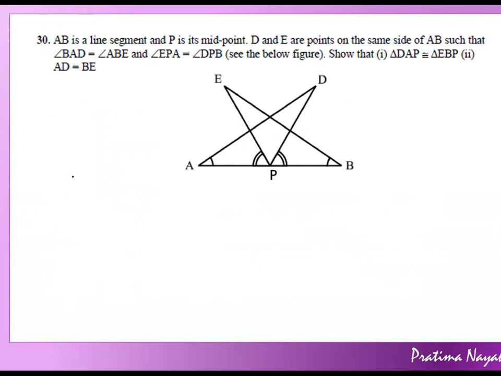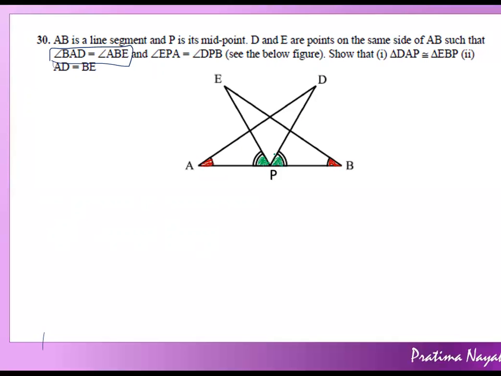AB is a line segment. P is the midpoint. D, E are the points such that angle BAD is equal to angle ABE. These two are equal. Next, what else is equal? Angle EPA is equal to this angle.